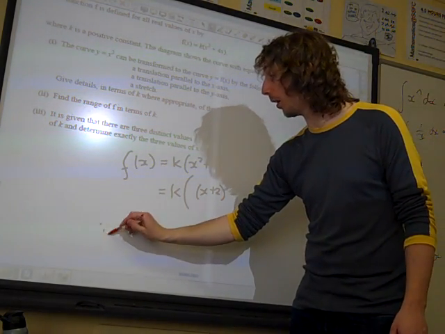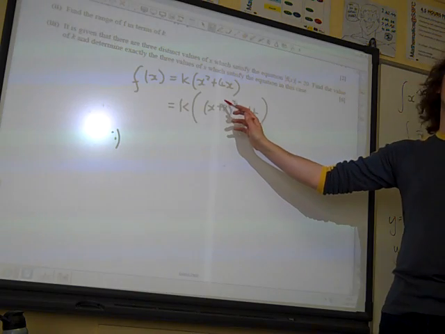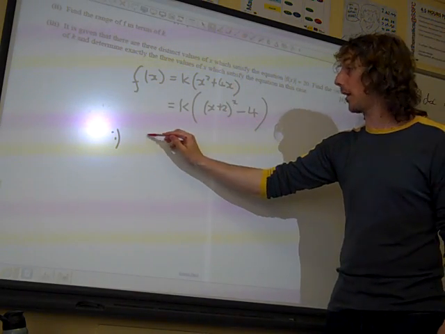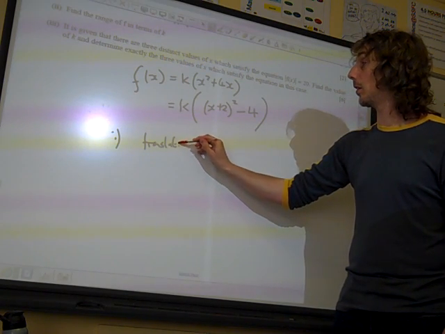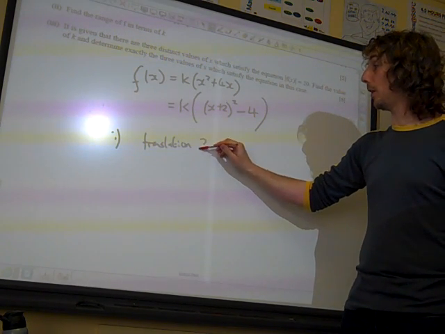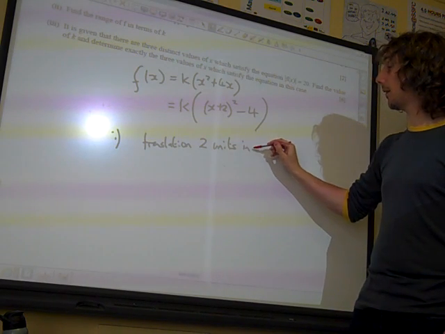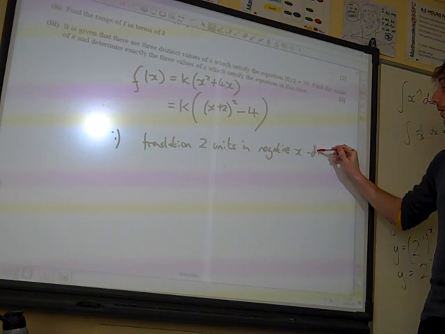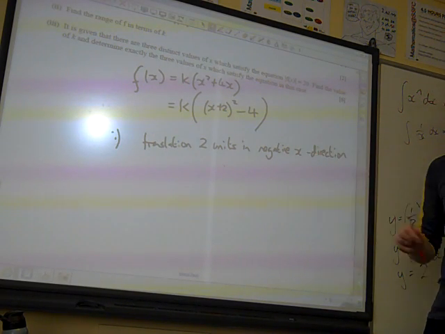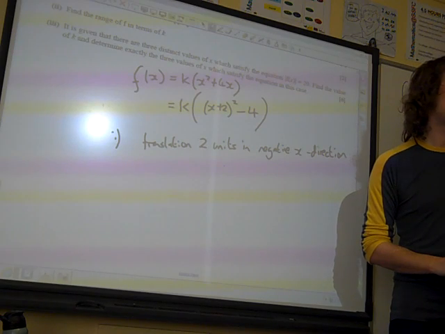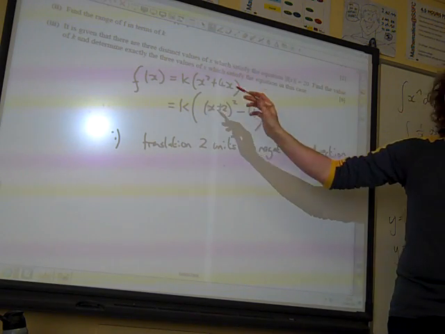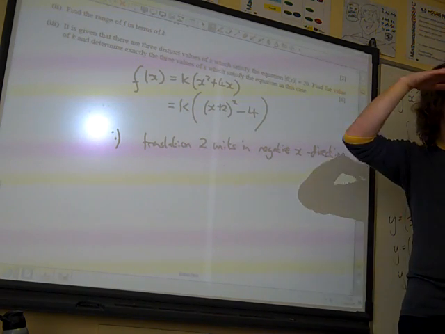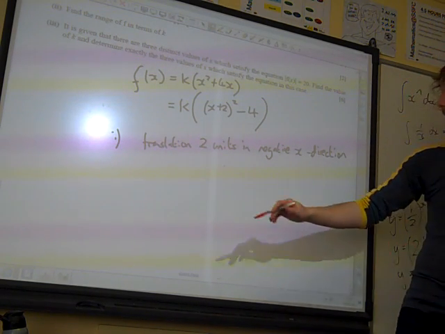So our transformations are, firstly, the translation where it's x plus 2 inside that bracket. So it's a translation 2 units in the negative x direction. So that's the first one. Our next translation, having moved it 2 across, we've got this minus 4 hanging around down here. So it was then a translation of 4 units downwards.